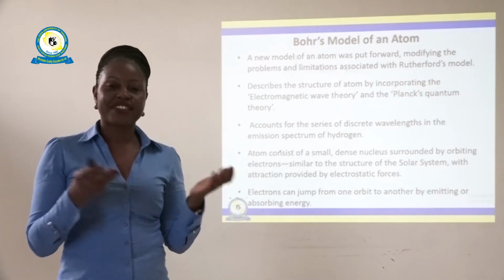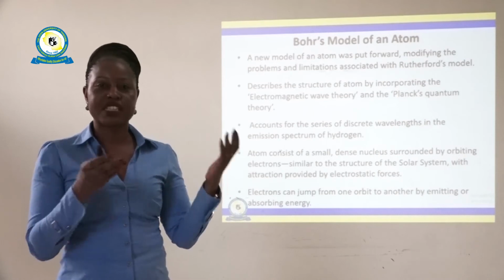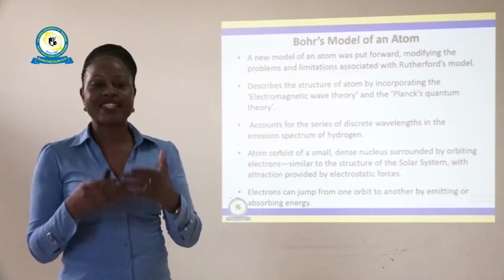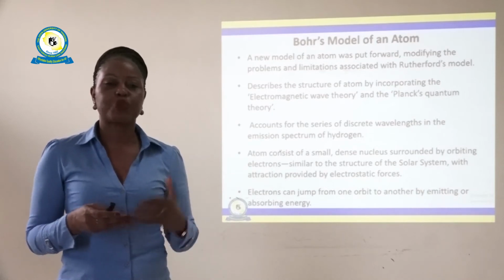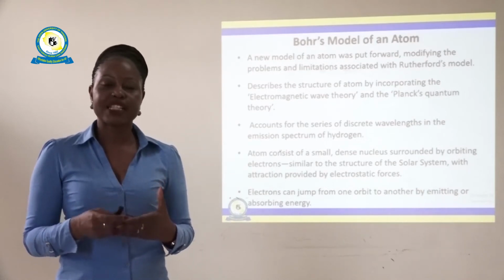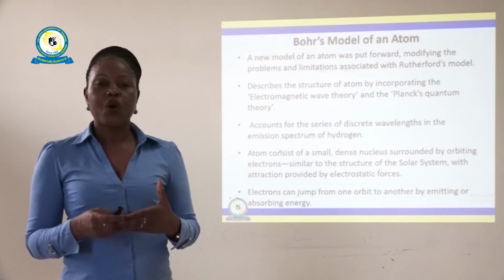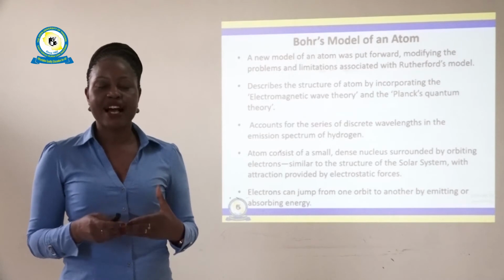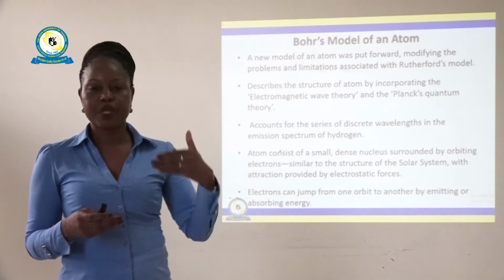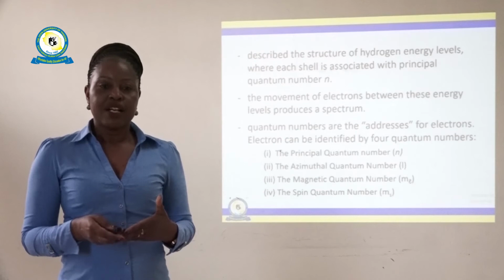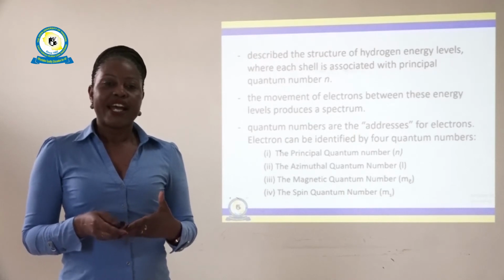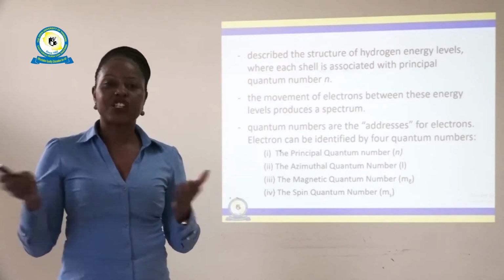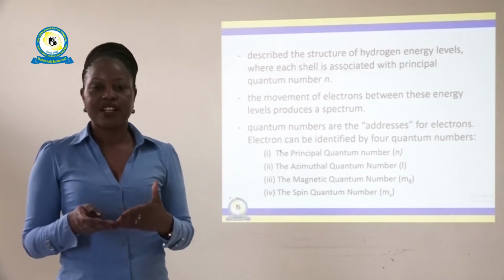Now, we know that the attraction in the solar system is given by the gravitational force. But in this case, the attraction is provided by electrostatic forces. So, electrons can jump from one orbit to another by emitting or absorbing energy. And in the movement of electrons between these energy levels, the electrons produce this spectrum.